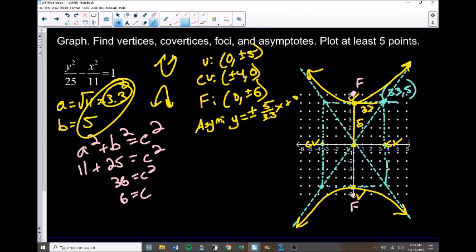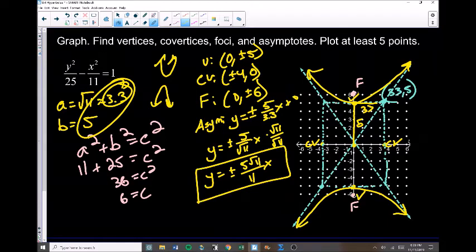Now, we don't really like 5 over 3.3. That looks awful. I can remember that 3.3 actually came from root 11. And then we can't have a root 11 on the bottom, so I rationalize, multiply the top and the bottom by root 11. So we get plus or minus 5 root 11 over 11 times x. That is the asymptote.